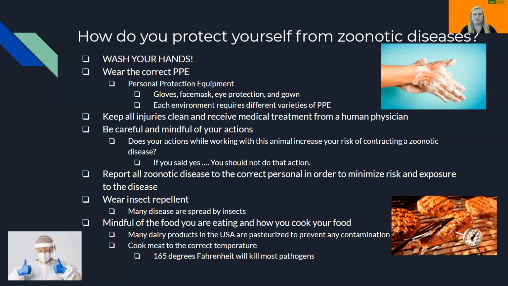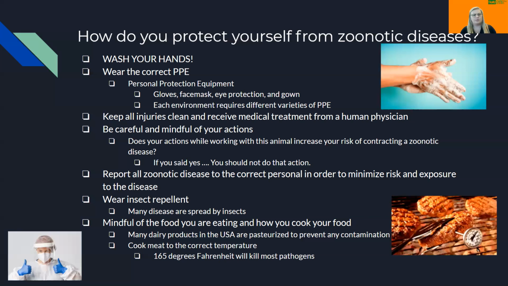Normally we recommend Neosporin, some type of topical antibiotic, but no matter what, consult with your human physician as to what's going to be the best treatment for that injury, and make sure that you're doing the right thing. Your doctor is going to give you the best advice. So be careful and mindful of your actions.